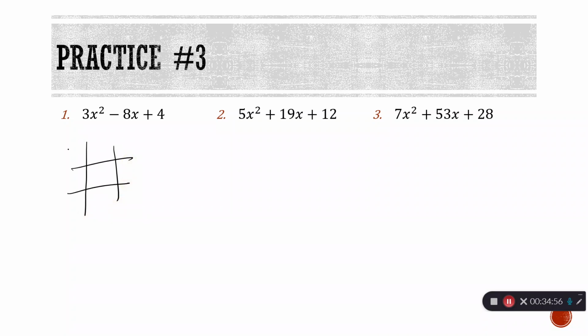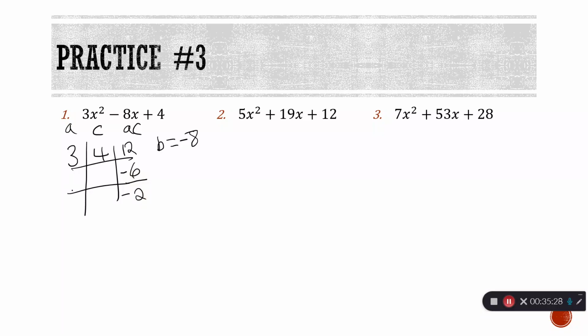Okay, so A goes here, C goes here, and AC goes here. 3 times 4 is 12. They got to multiply to get to 12, and they got to add up to B, which is negative 8. So positive number, same signs. They're both going to be negative because B is negative. So two numbers that add up to 8 is 6 and 2, which multiply to 12.